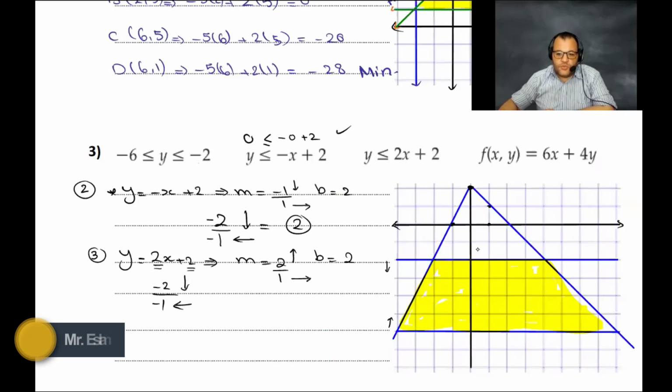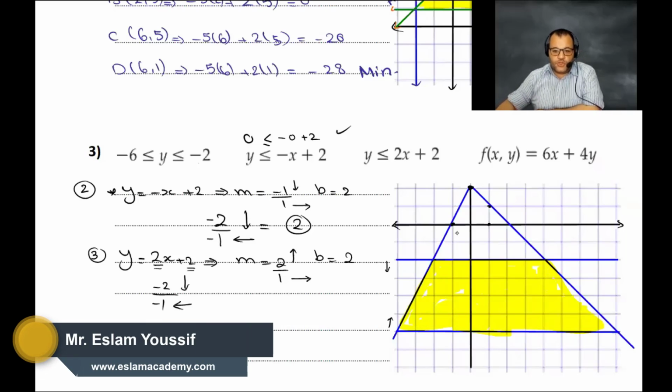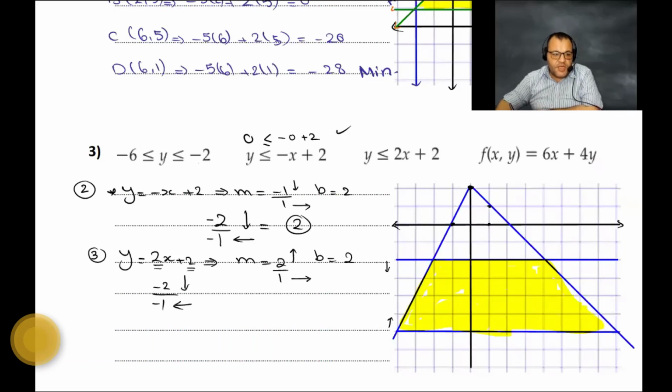You understand why I'm not shading the other part? Because the solution lies between. That's line number 1, line number 2, line number 3, and that's line number 4. The solution lies between line number 1 and number 2, and it will be under line number 3 and at the right of number 4. So only this part would be the common part.